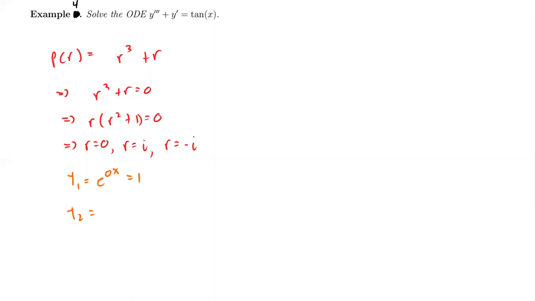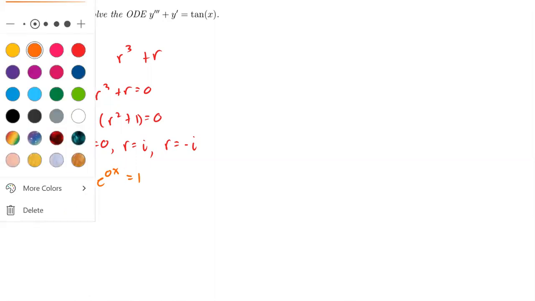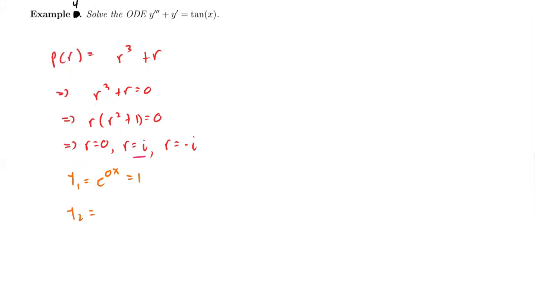Here, remember that when we have complex roots with imaginary parts, they always come in pairs. That's something I mentioned in the previous video. And here you see that that's the case: we have i and minus i.